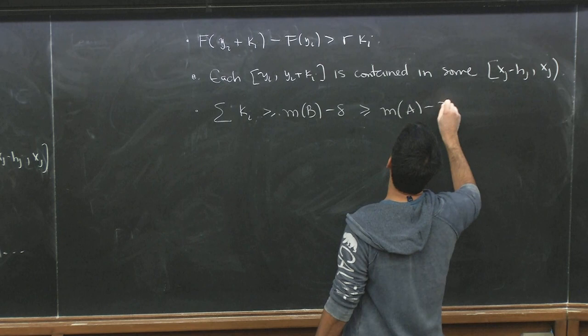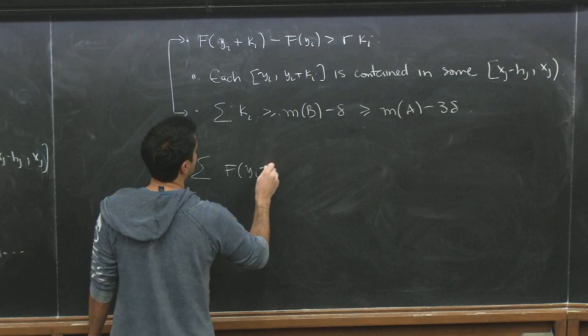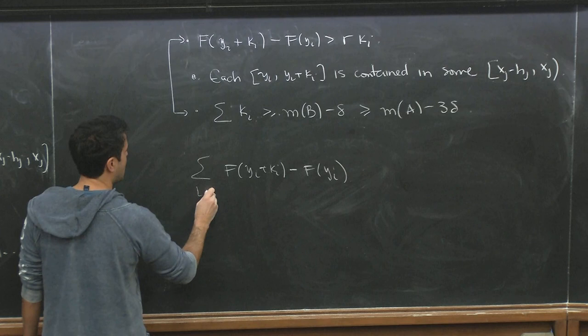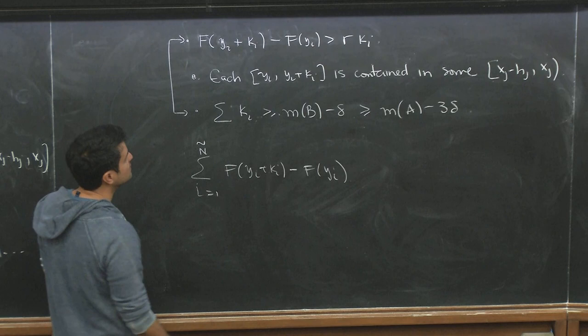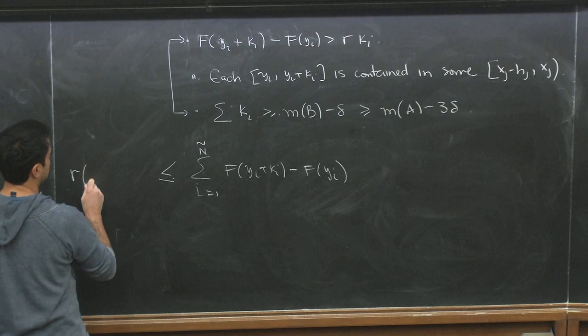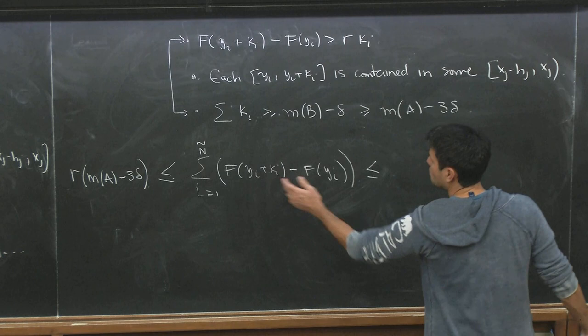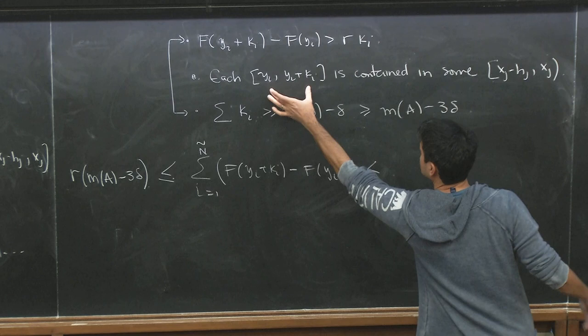So then you are able to conclude, because what you're going to do is sum this and this. So the sum of f of yi plus ki minus f of yi, i from 1 to n tilde, definitely wins against r times the sum of ki's. The sum of ki's is bigger than this, so this wins against r times the measure of A minus 3 delta. But you know, these are all disjoint intervals, and each of these is contained in some of the previous intervals xj minus hj.